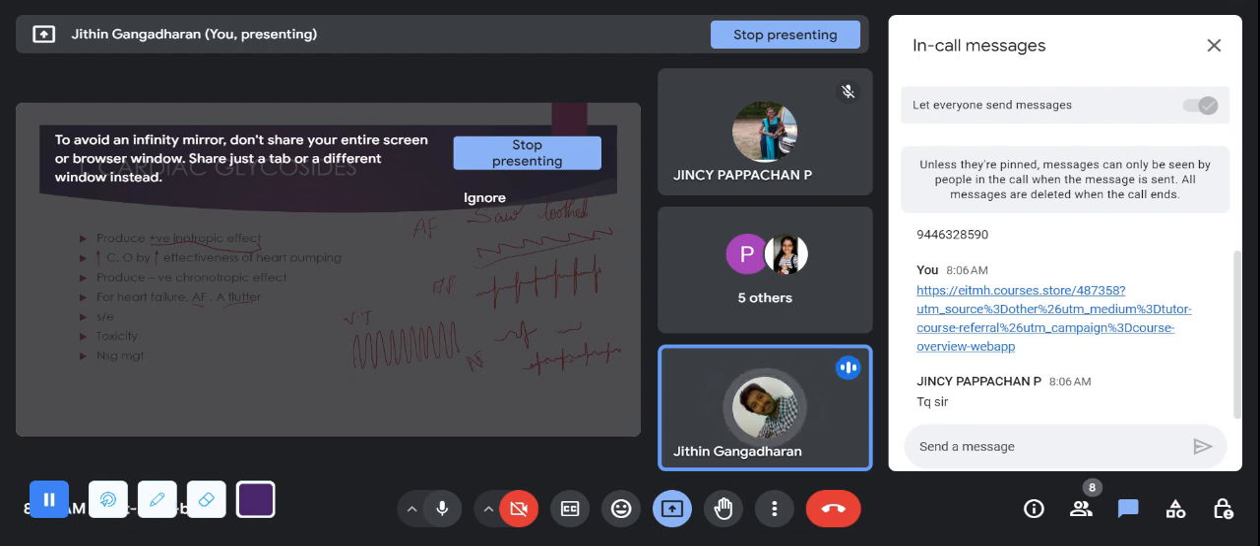Now, what are the main side effects of these drugs? The main side effects of any drug are nausea, vomiting, and diarrhea. Apart from that, we can have bradycardia. Why bradycardia? Because of the negative chronotropic effect.